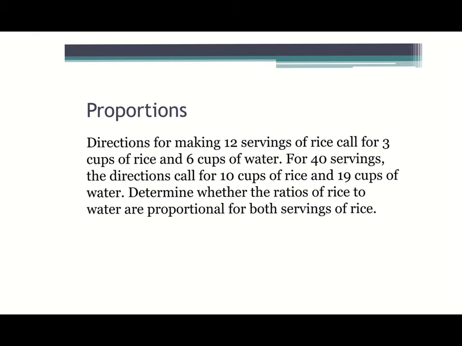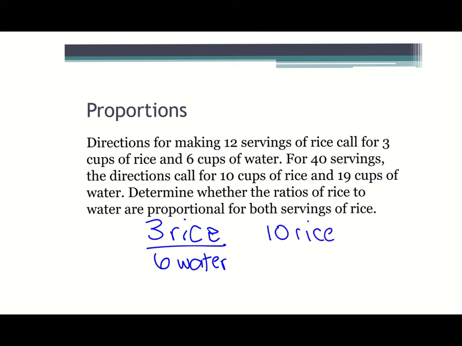So I'm going to start out with the 12 serving one. If I'm going to set up a ratio of rice to water, the 12 serving one calls for 3 cups of rice. I'm going to label it because I think it helps when I set it up that I have the labels there. 3 cups of rice and 6 cups of water. And then the 40 serving one is going to be 10 cups of rice, and we have 19 cups of water. So I'm looking to see, is this proportional? So I'm just going to start with the top here.